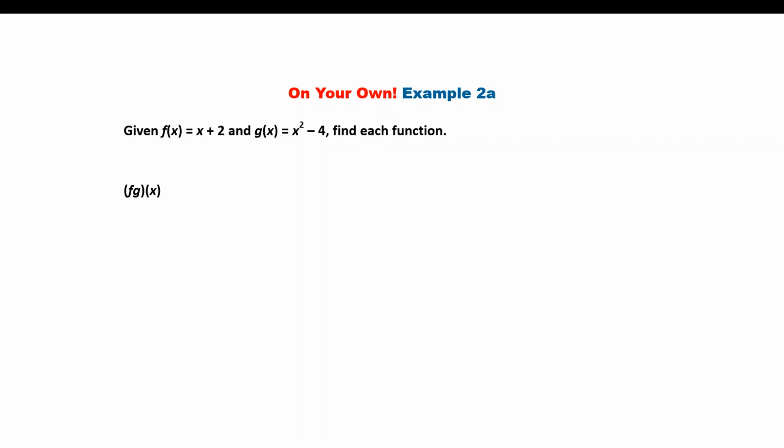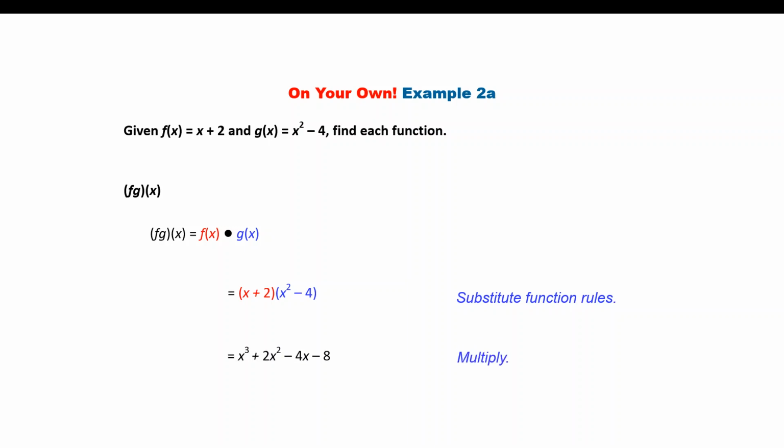All right, try this one on your own. It's just multiplication. So turn the video off and give it a try. All right, the first thing you should have noticed is all you have to do is take the function f of x and multiply it times g of x. We're going to use the substitution function rules. And then I want you to just FOIL that and multiply it out.